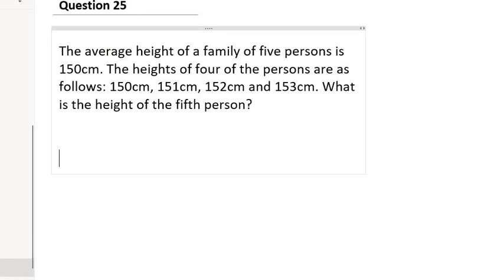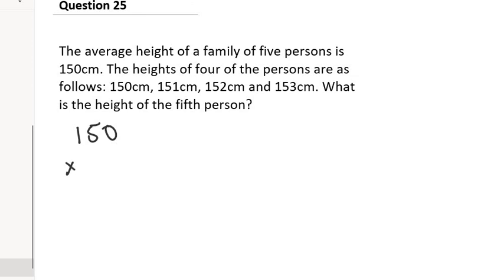Okay, let's take the last question for today. The average height of a family of 5 persons is 150. So their full height you multiply by 5. Since the average height of 5 of them is this, their full height will be 150 times 5. 5 times 0, 0. 5 times 5, 25. 5 carry 2. 5 times 1, 5 plus 2, 750 centimeters.